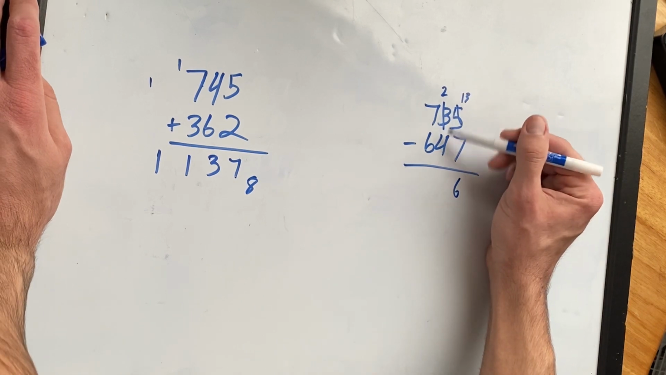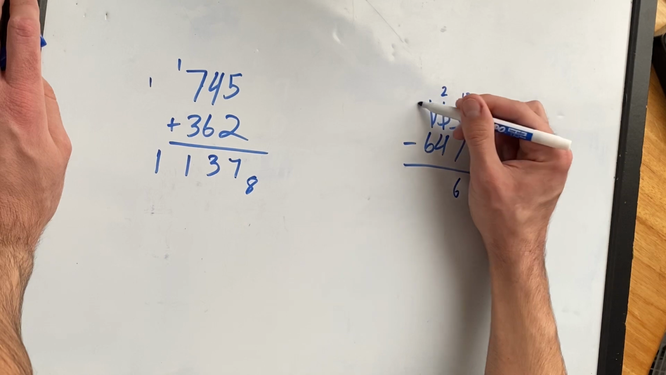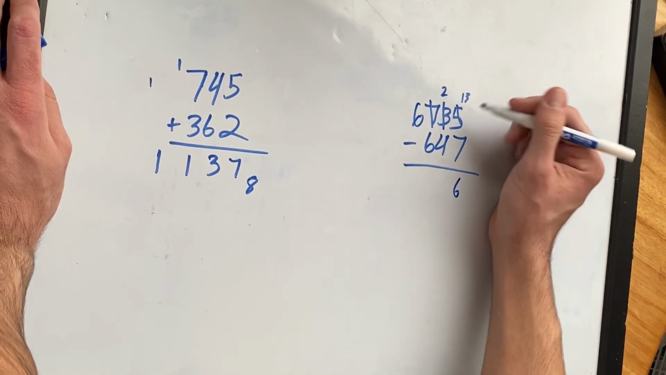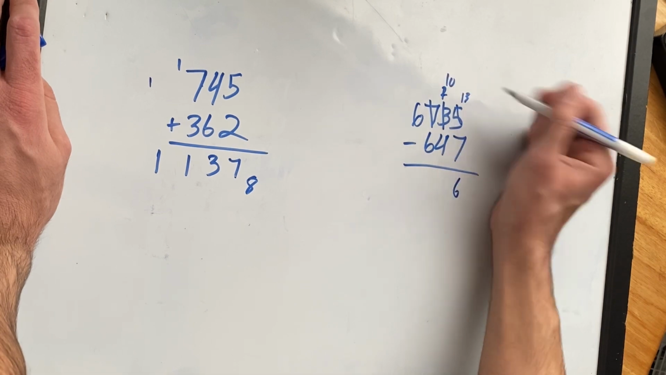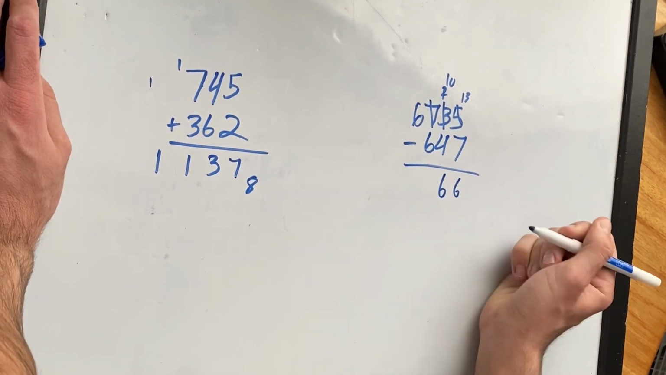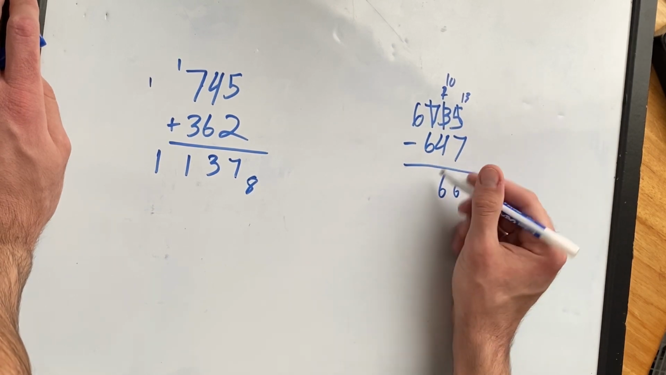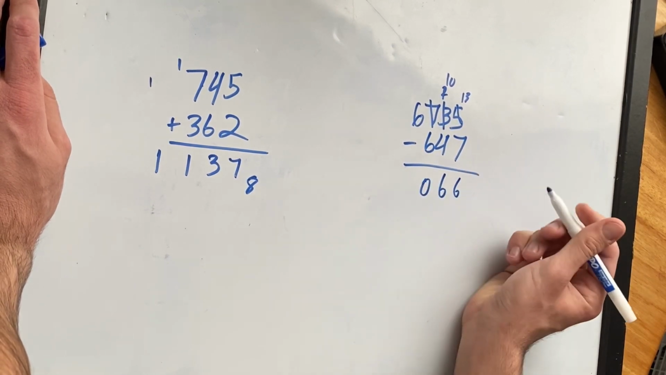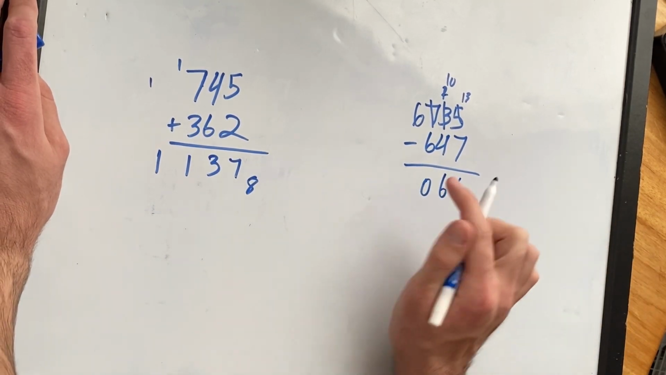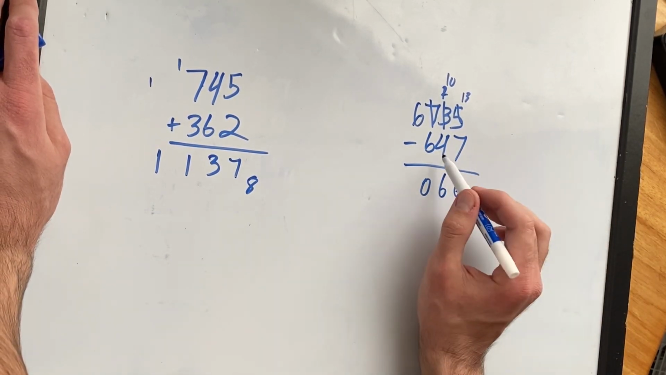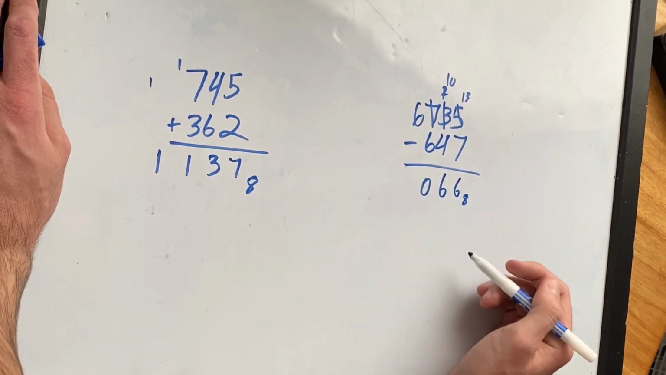Now with this 2 minus 4, it doesn't work either. So what we're going to do is borrow from the 7, make that a 6. And then we're going to add 8 to the 2, making it 10 minus 4. That's going to result in a 6. Now 6 minus 6, that just cancels out to a 0. So there we have it. 735 minus 647 in octal results in 066 base 8.